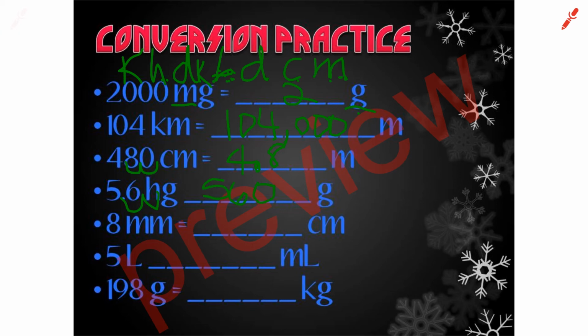8 millimeters to centimeters. So 0.8. 5 liters to milliliters. So 5,000. 198 grams. Grams is a base unit. Kilograms. So 3 to the left. So 0.198.